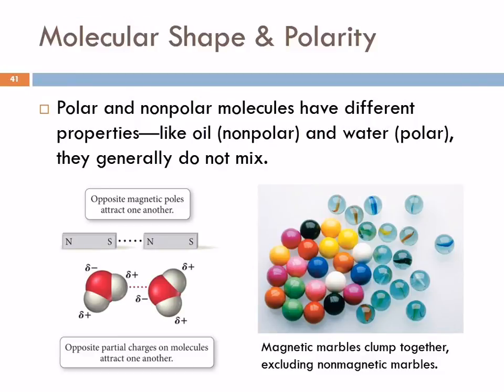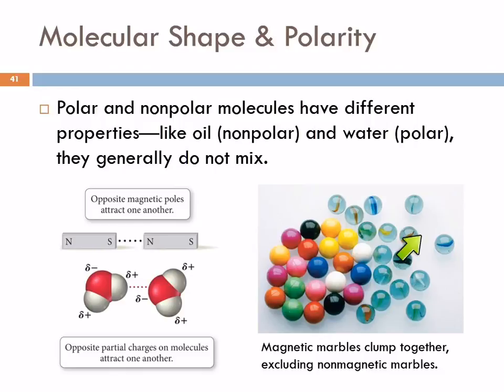Polarity has a big effect on properties of substances. Water is a polar molecule. It has a negative end and a positive end. And there is attraction between the partial positive charge of one and the partial negative of another, just like there's attraction between opposite poles of a magnet. And so water molecules tend to stick together more than nonpolar molecules would.